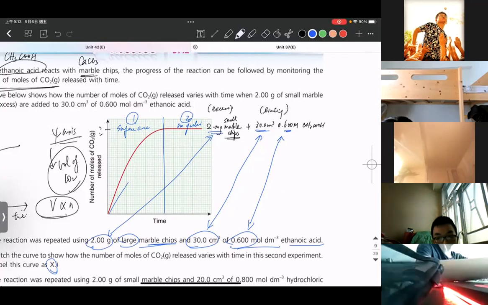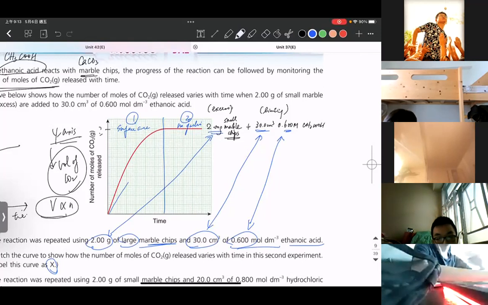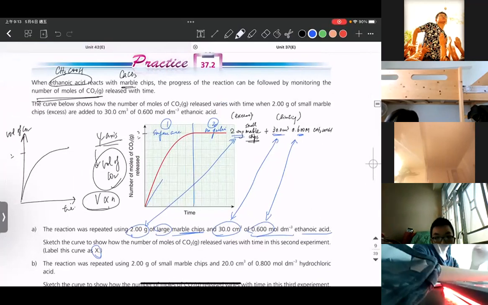Larger surface area. Which one has a larger surface area? The repeated experiment, the second one. The case for X, large marble chips, which means larger surface area. No, smaller marble chip, small surface area. Okay, small chips like this. So which one has a larger surface area? The first one. But for the second case, the explanation is the opposite. The large marble chips have a smaller surface area.